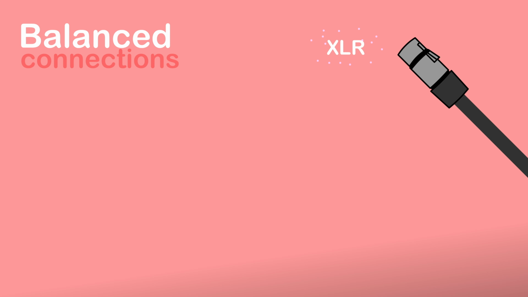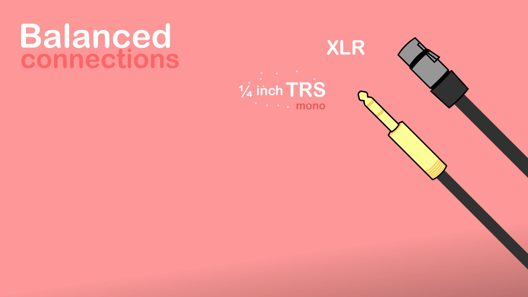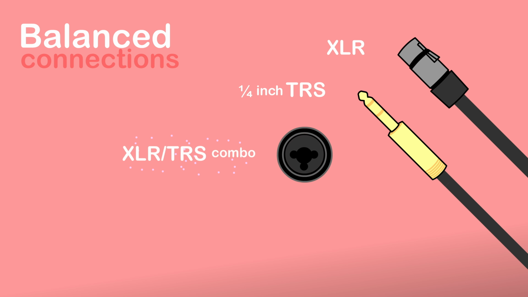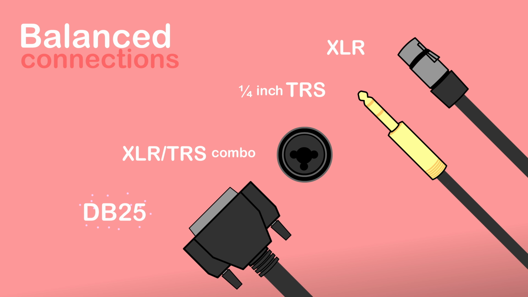And now let's have a look at the balanced ones. The XLR connector, mainly found on microphones and line-level outputs on professional gear. The TRS jack, which carries a mono signal and is also most commonly found on line-level outputs on professional gear. The XLR-TRS combo jack, which is a combination of the previous two. And the DB25, which carries 8 balanced signals in one convenient large cable, mainly found on high-end interfaces and consoles.